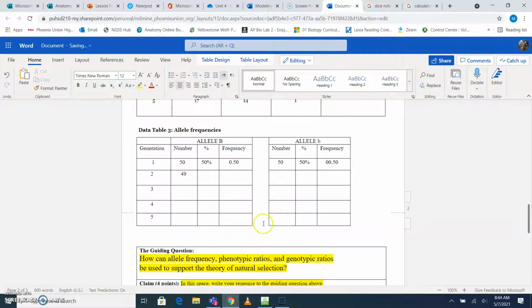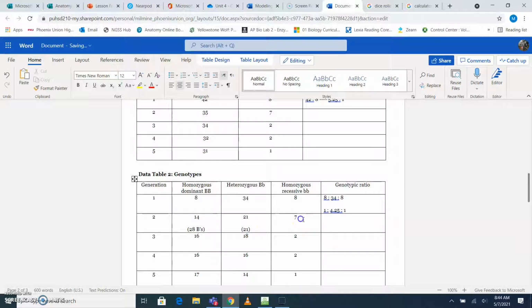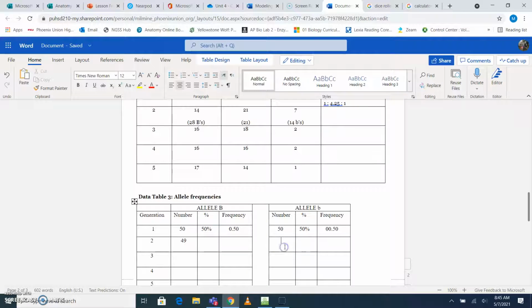And let's see how many little b's we had. We had 7 that were homozygous recessive, and I know that each of these 7 mice has 2 little b's, so that would be 14 little b's. And again, the heterozygous also has 1 copy of the little b, so that would be 21 more. So 14 plus 21 is 35. So I would have 35 little b's. So I can see that this big B decreased by 1, this little b decreased by 15.